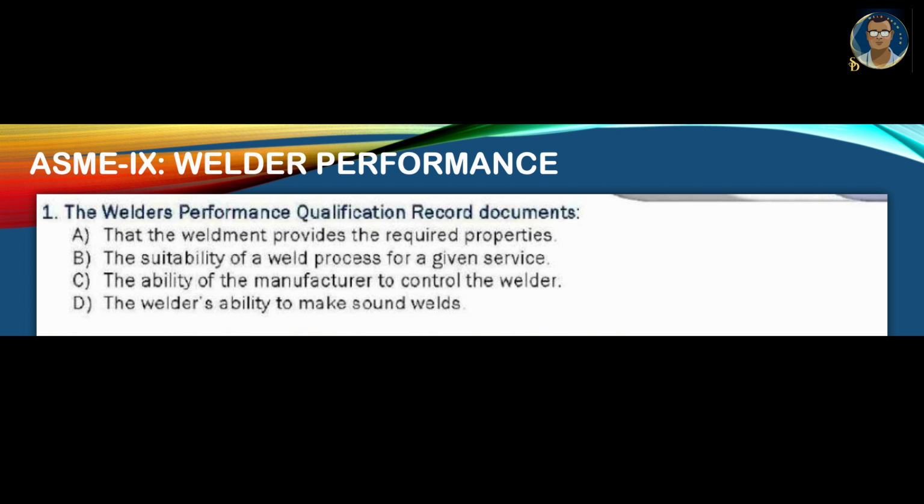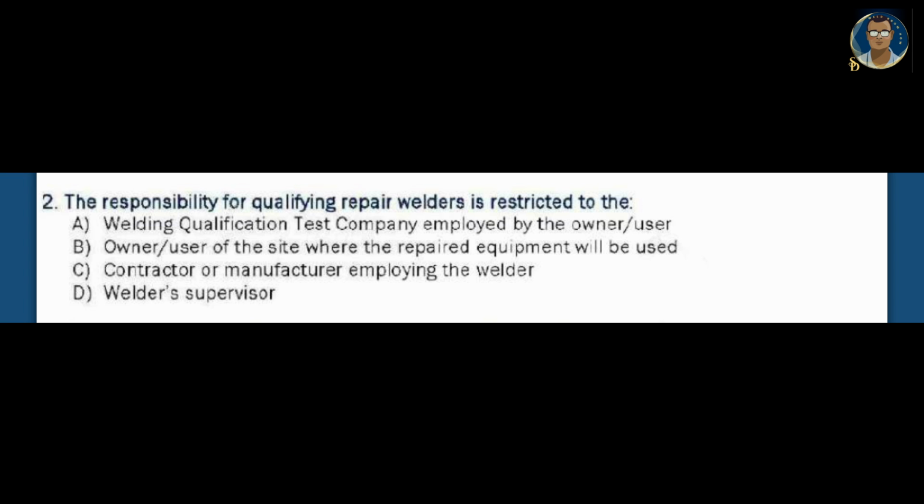Reference is QW301 test and API 577 welder qualification 8.1. Question number 2. The responsibility for qualifying repair welders is restricted to: option A, a welding qualification test company employed by the owner or user; option B, the owner or user of the site where the repaired equipment will be used; option C, the contractor or manufacturer employing the welder; option D, the welder's supervisor. So the answer will be C, contractor or manufacturer employing the welder.